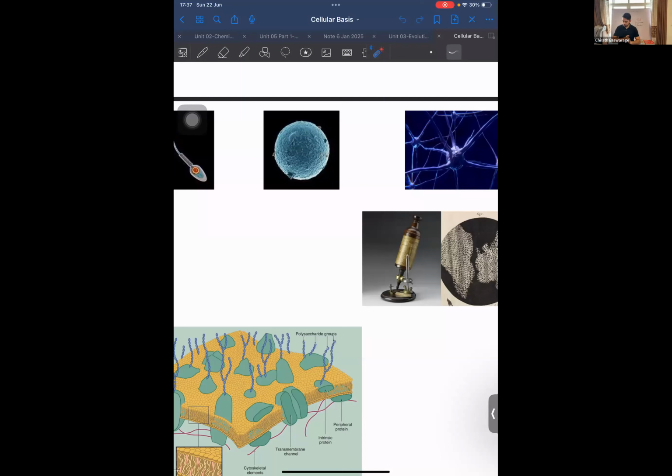Then we come to three people that we together consider the fathers of the cell theory: Matthias Schleiden, Theodor Schwann, and Rudolf Virchow. Matthias Schleiden was a botanist, which means his field of study was plants. So he concluded that all plants are made of cells.